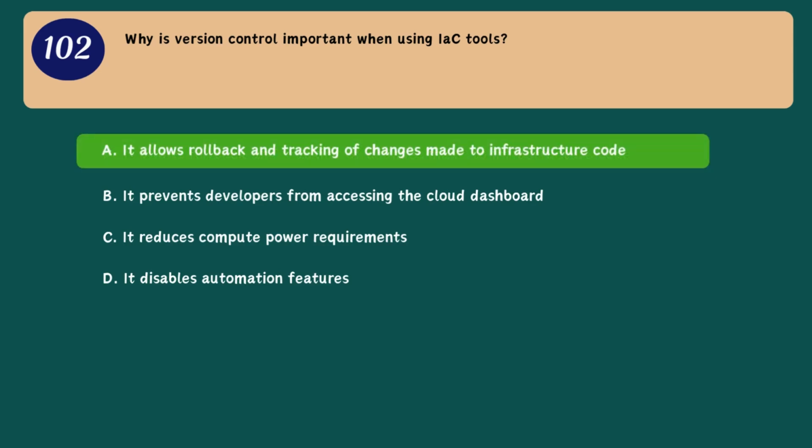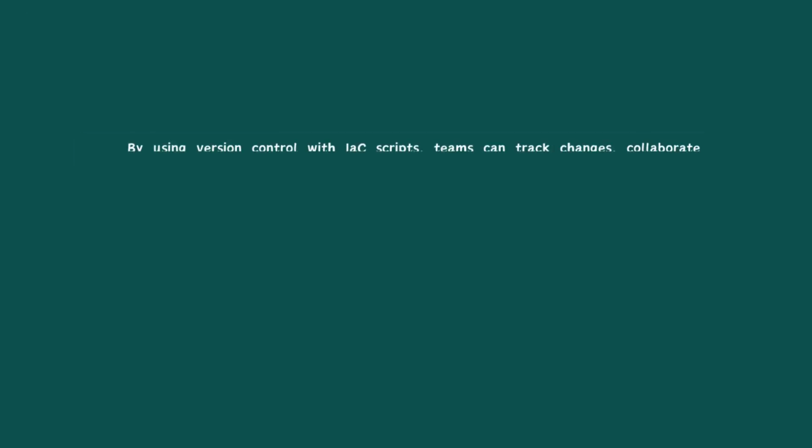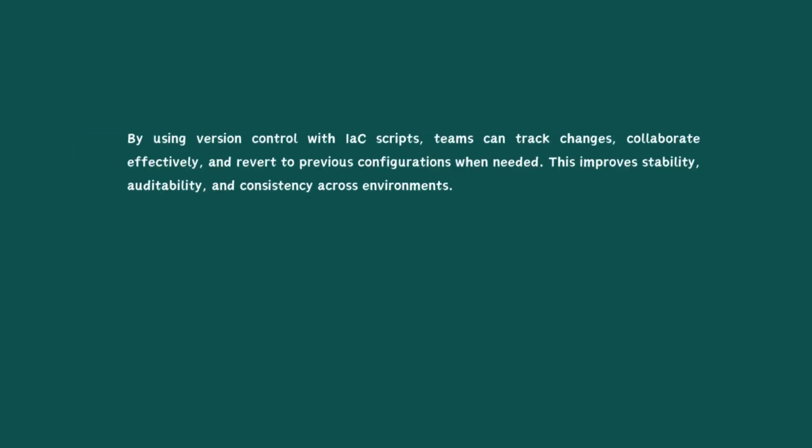Correct answer. It allows rollback and tracking of changes made to infrastructure code. By using version control with IAC scripts, teams can track changes, collaborate effectively, and revert to previous configurations when needed. This improves stability, auditability, and consistency across environments.